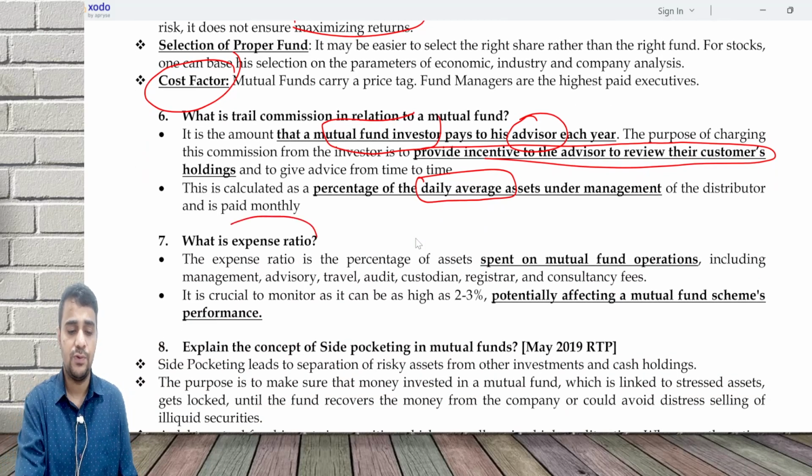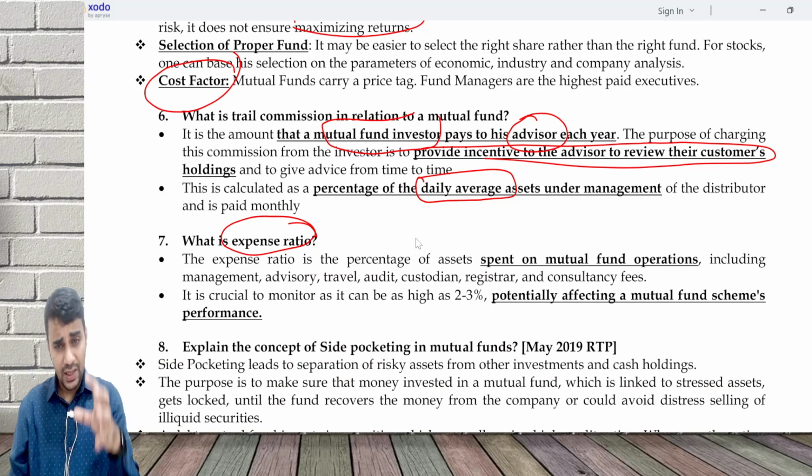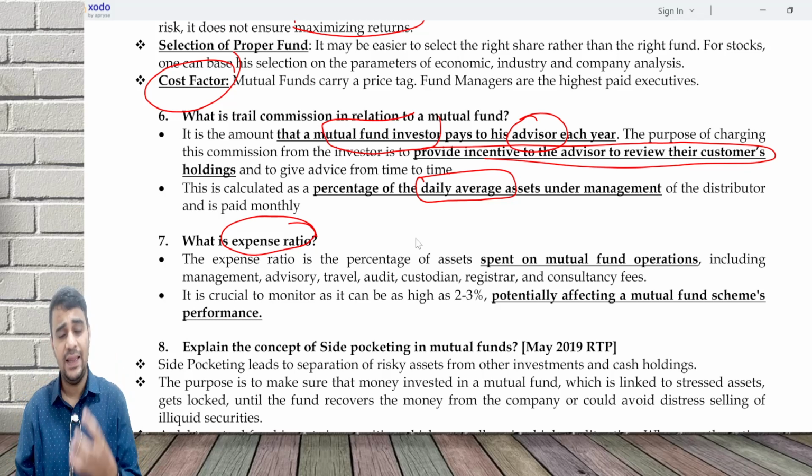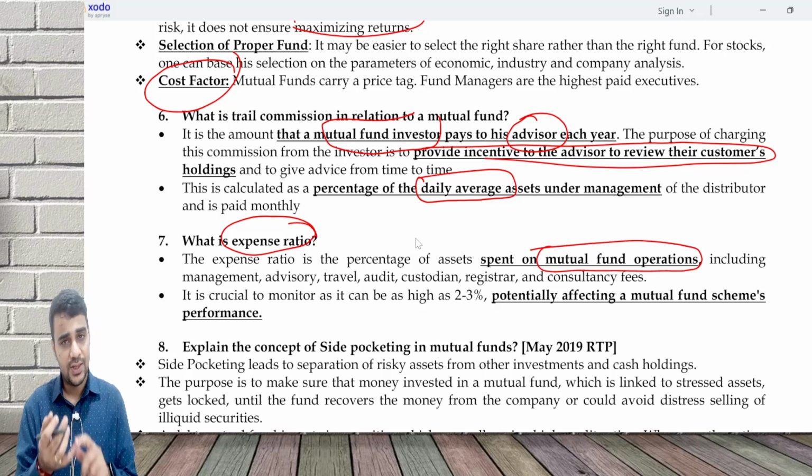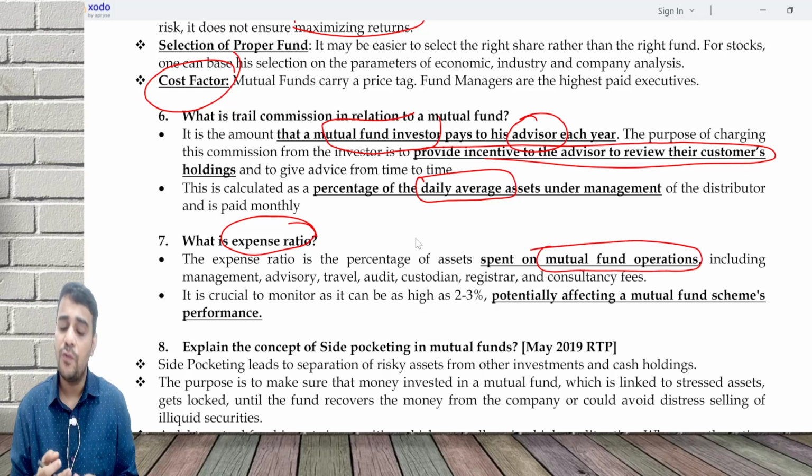Expense ratio. This is very critical. The expense ratio is basically the expenditure which a mutual fund incurs for its operations. What are the mutual fund operations? Research needs to be done. You will have to account for purchase and sale.